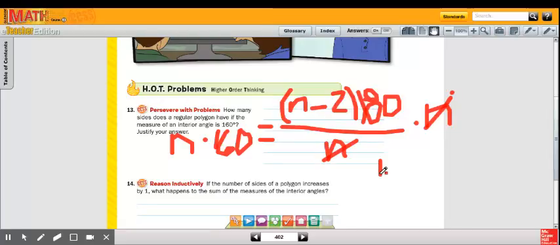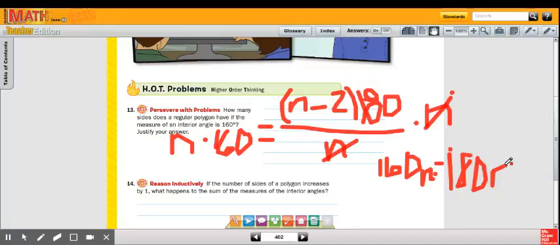So let's see, 160n. My pen does not keep up with my writing. And that equals 180n, what happened to my 1? 180n, never going to fit that, minus 360. Minus 360. Okay, and I'm going to leave you with this part.